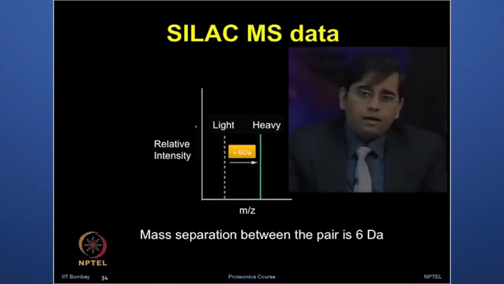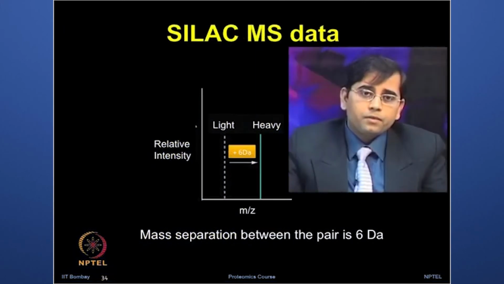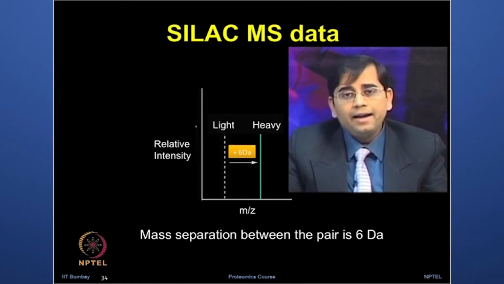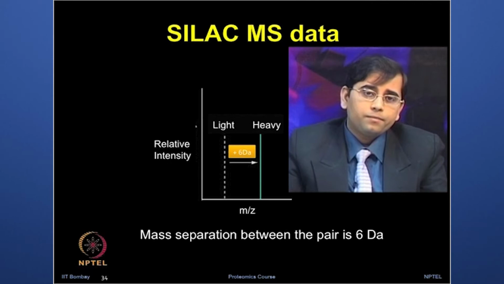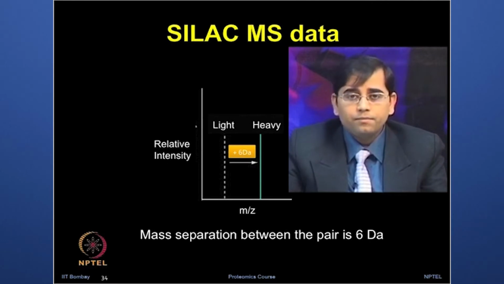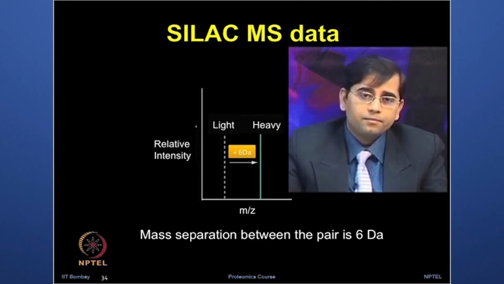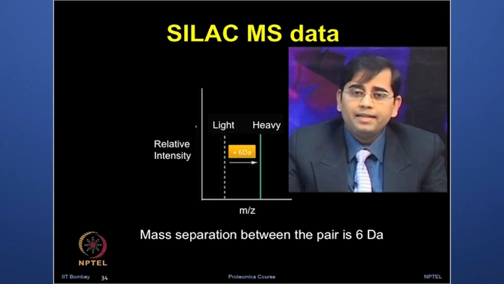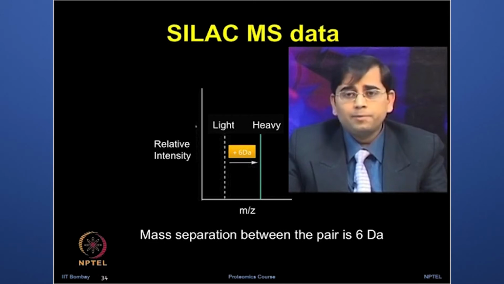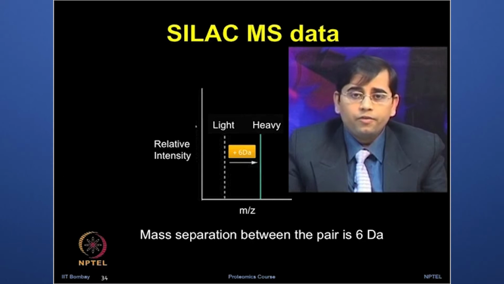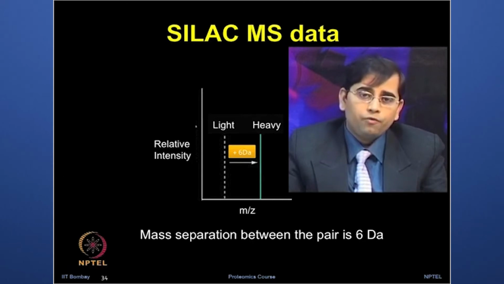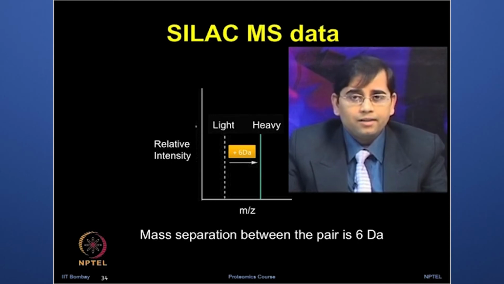So, in this MS spectra, the pairs of chemically identical peptides of different stable isotopes can be differentiated due to their mass difference. The ratio of peak intensities for such peptide pairs demonstrates the population ratio for two proteins. So, here I have shown the light and heavy form separation with the 6 Dalton difference.